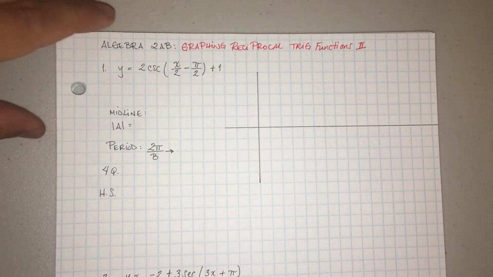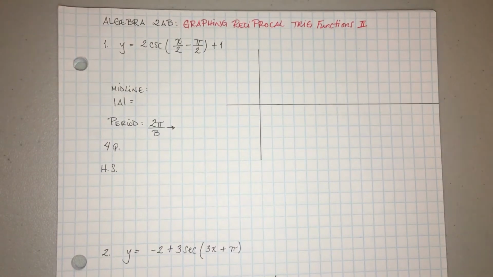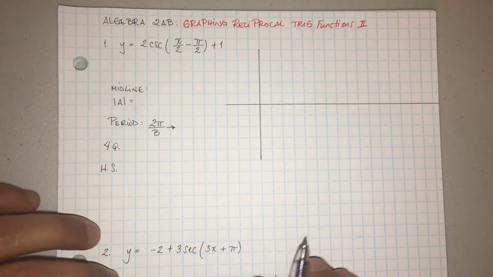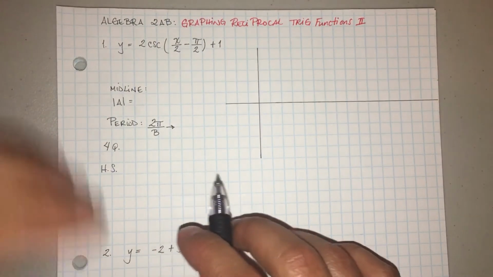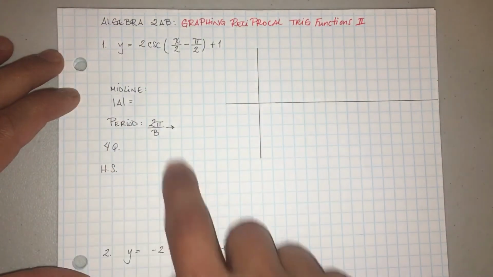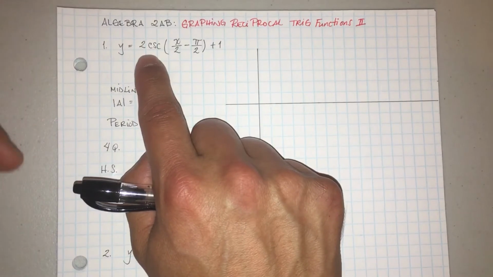Hey guys, in this video I want to continue to practice graphing reciprocal trig functions. We've gotten a hang of doing this, so we just want to fine-tune our practice. Remember, you want to start off with this one. We're graphing reciprocal trig functions, and remember that cosecant is a reciprocal of sine.